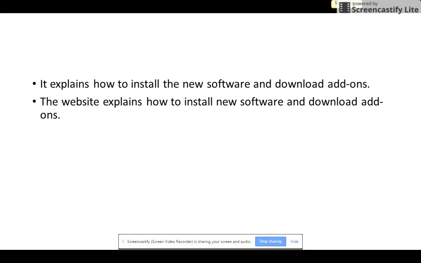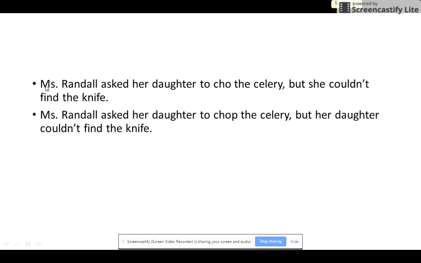This one here is a little easier. It explains how to install the new software and download the add-ons. The website explains how to install new software and download the add-ons. Notice how we have it here. We don't know what explains it. So this sentence, the top one, is unclear. It's vague. Miss Randall asked her daughter to chop the celery, but she couldn't find a knife. Or, Miss Randall asked her daughter to chop the celery, but her daughter couldn't find the knife.